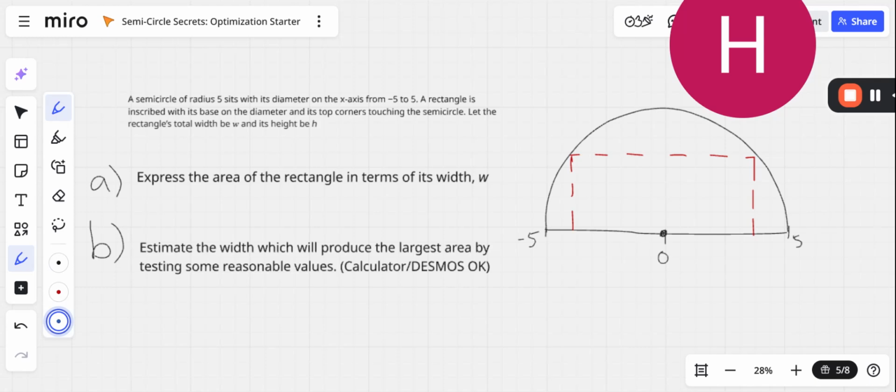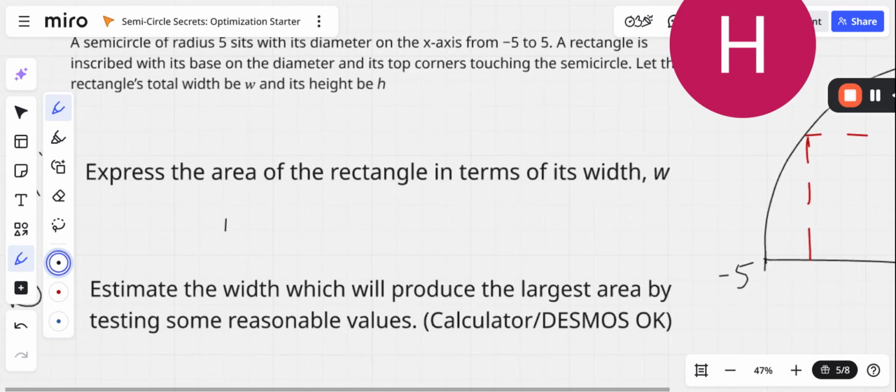Right. So as I started with, the area of this rectangle, of course, is just going to be width times height.